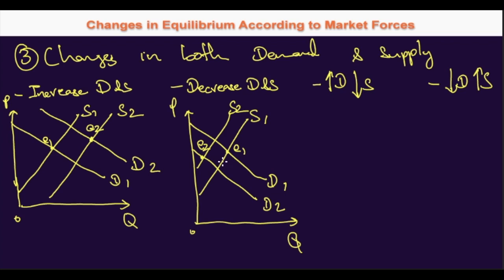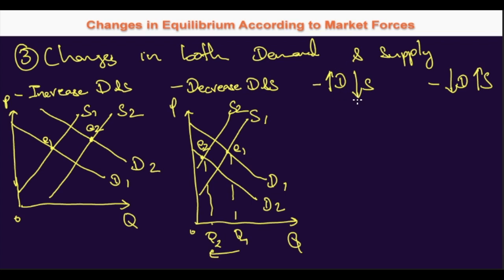As you can see here, the quantity has been reduced significantly from the earlier market equilibrium, and the price may be the same, it can be lower, it can be higher, but the most important observation here is that the quantity will definitely be reduced from Q1 to Q2.